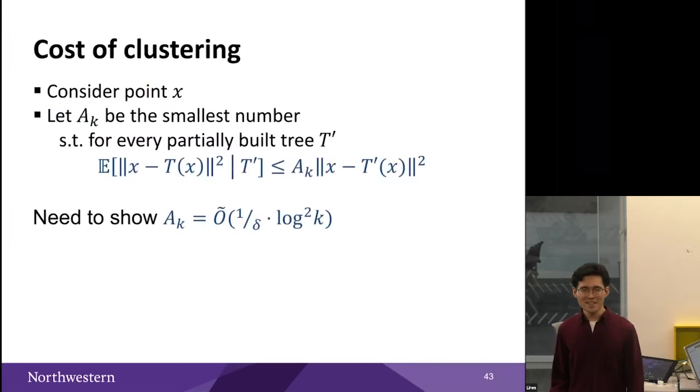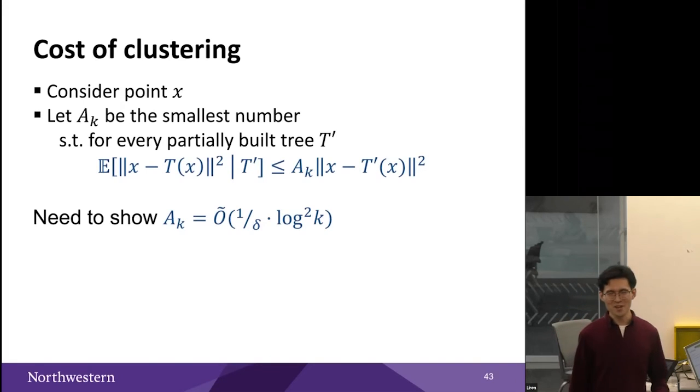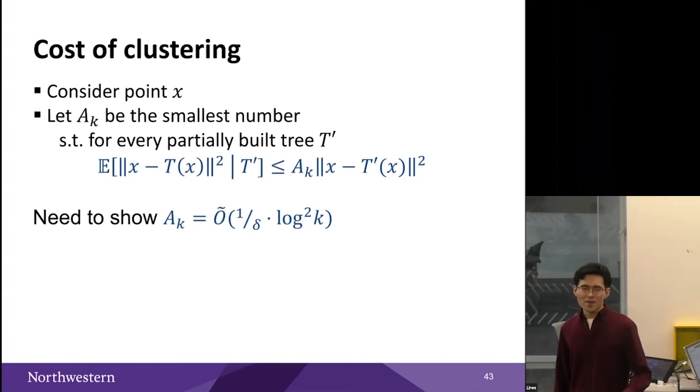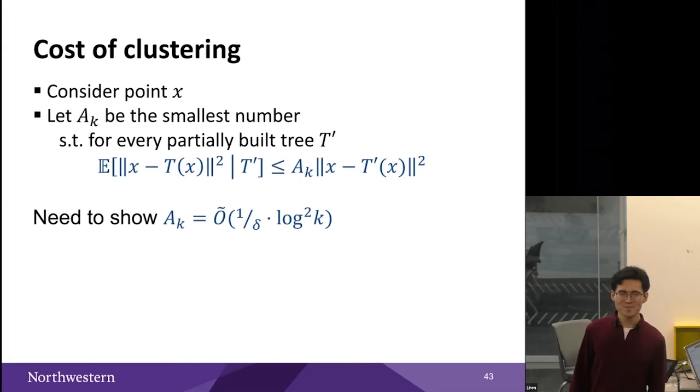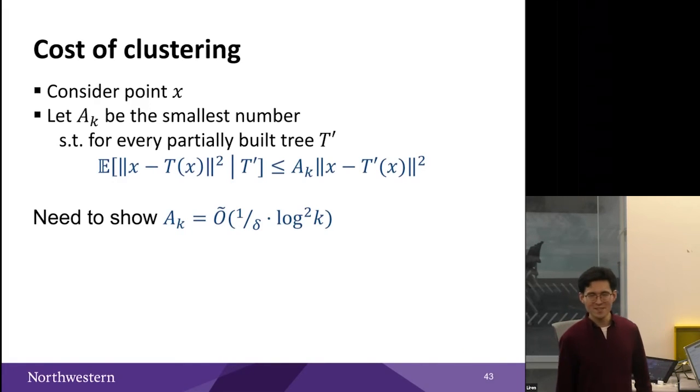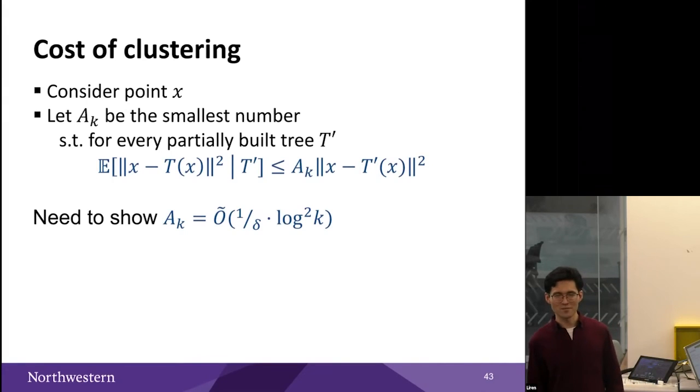Okay, and finally, I will go into the cost of our clustering. Here I will only show a proof sketch of our analysis. So first, we consider any fixed point x. Here we define some notation which is slightly complicated. We let a_k be the smallest number such that for every partially built tree T prime of our algorithm, the expected final cost in our threshold tree T, given this partially built tree T prime, is at most a_k times the current cost given this T prime for x.